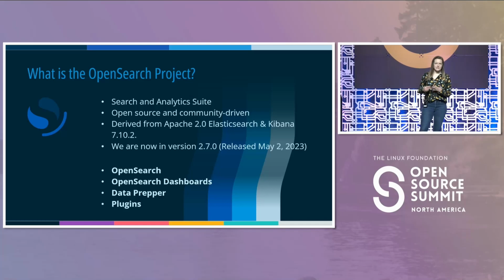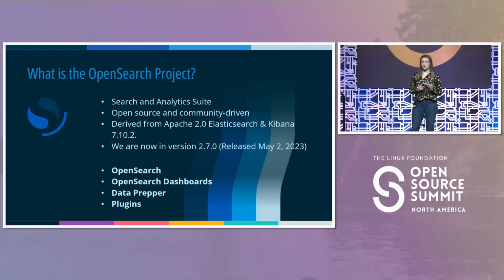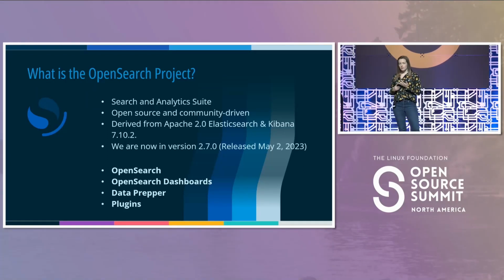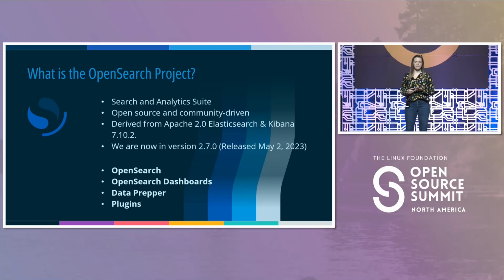OpenSearch consists of 4 components. There's OpenSearch, the search engine, OpenSearch Dashboards, the visualization UI, Data Prepper, which is an ingestion tool, and finally plugins that let you add advanced functionality, things like alerting, anomaly detection, k-NN search, and more.